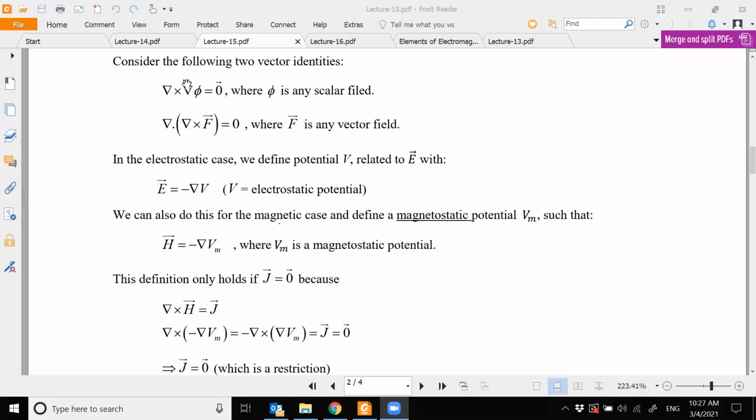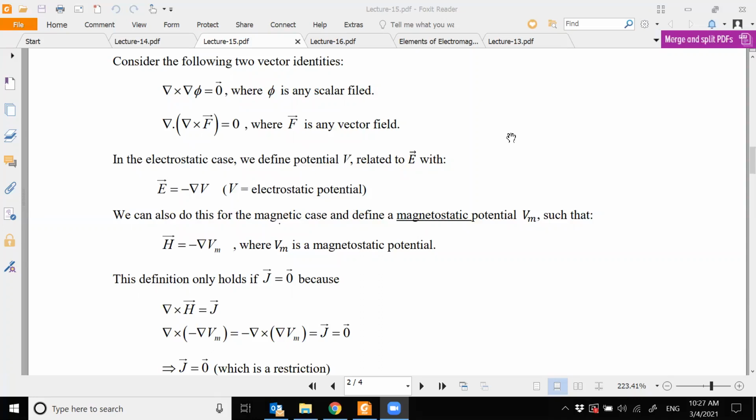The first one is del cross del phi is 0, where phi is your scalar field. This is a vector identity. Then del dot del cross F, the divergence of the curl of F, where F is any vector field, is 0. So just make sure you remember these two identities.